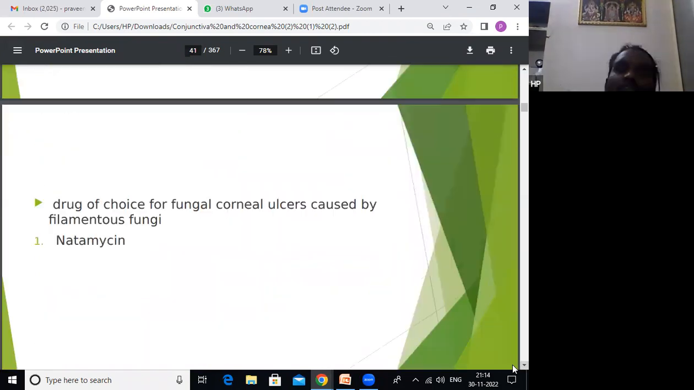So then, what is the drug of choice for fungal corneal ulcer caused by filamentous fungi? It's natamycin. The drug of choice in filamentous fungi is natamycin. Drug of choice in fungal corneal ulcer caused by yeast is amphotericin B. These two statements you have to remember. Drug of choice for fungal keratitis caused by filamentous fungi is natamycin. Drug of choice for fungal keratitis caused by yeast is amphotericin B.